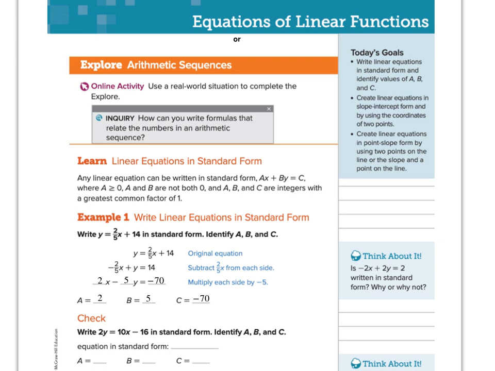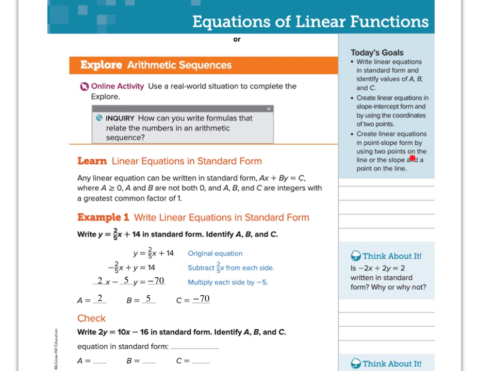And so we'll look at those, and we want to write linear equations in standard form, being able to identify what the values of A, B, and C are. Identify equations in slope-intercept form using the coordinates of 2 points. So we want to be able to determine the slope based on points, and then use it in the equation. Create linear equations in point-slope form using 2 points, or a slope and a point.